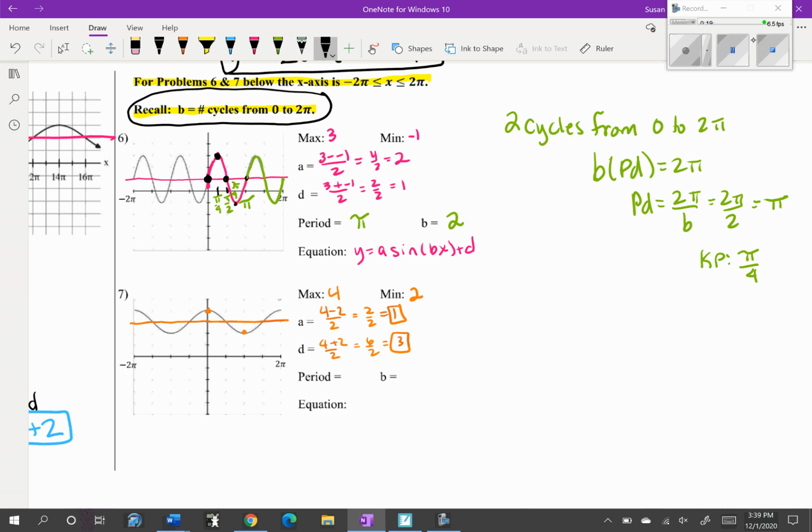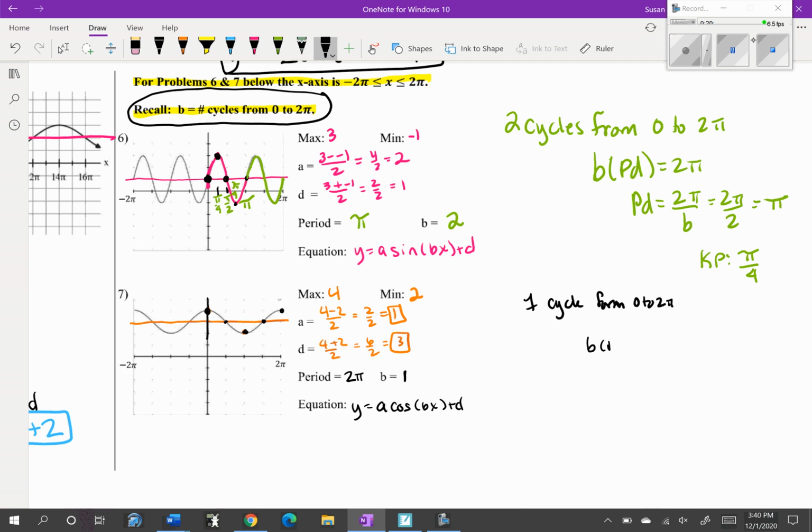So for this, if I look at the y-axis, I can see that my graph's not starting on the midline, so that means this is a cosine equation. So 1, 2, 3, 4, and this is my 5th key point. So there is one cycle from 0 to 2 pi, which of course means that your b value is 1. This one was an easy one, which you can even see in your graph, that means your period is 2 pi.